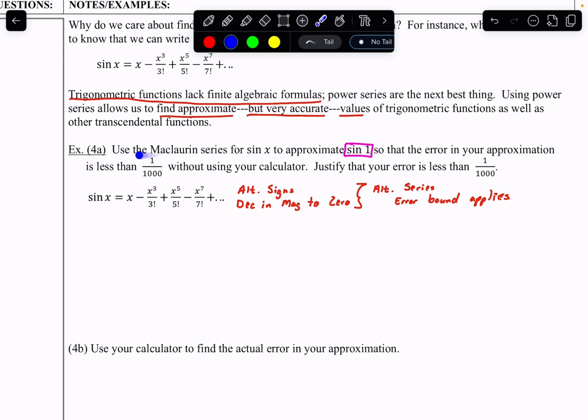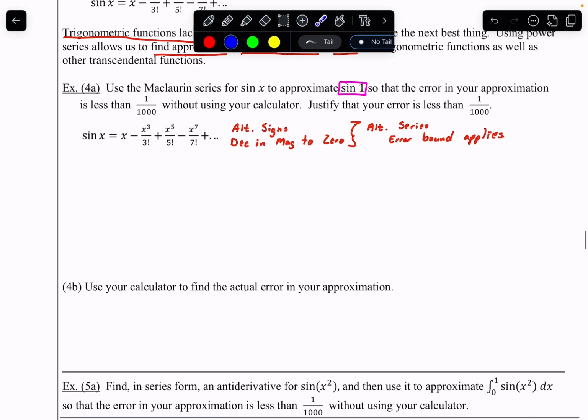Well, this idea of this error being less than 1/1000th immediately takes me back to error understanding that I already have. Y'all, sine of x as a Maclaurin series is an alternating series that is decreasing in magnitude to 0. Alternating series error bound applies to this.